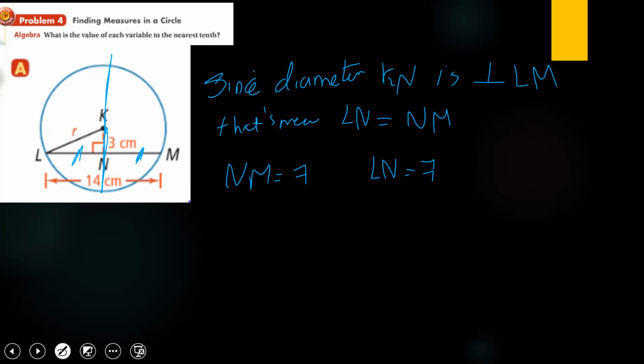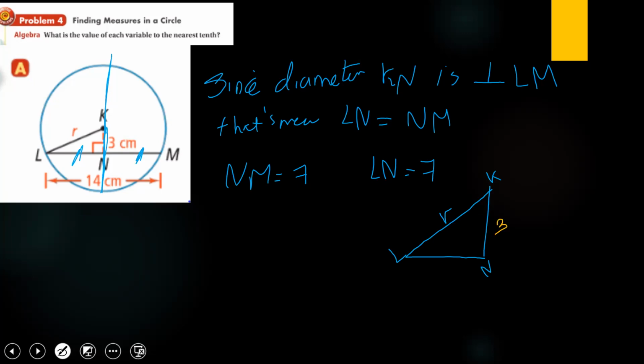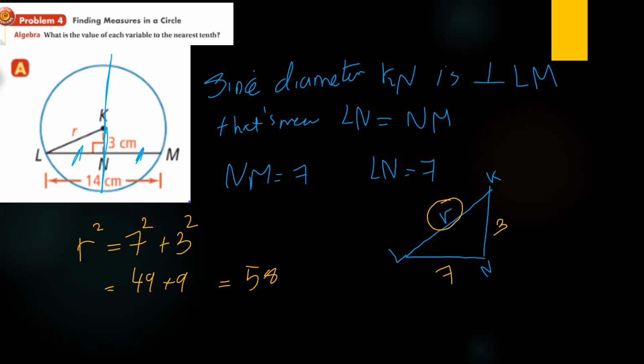Now, what did I need? I didn't need LN or NM, I need R. Where is R? Look at the triangle here. R is the hypotenuse of a right triangle, or the radius of a circle. So if we have K, N, and L, and KN is 3, LN is 7, I need R. How can we find R? By the Pythagorean theorem: R squared is 7 squared plus 3 squared. 49 plus 9 is 58. So R will be the square root of 58.